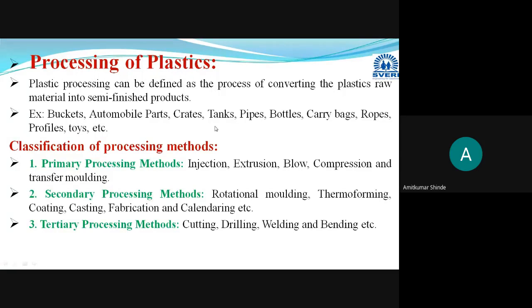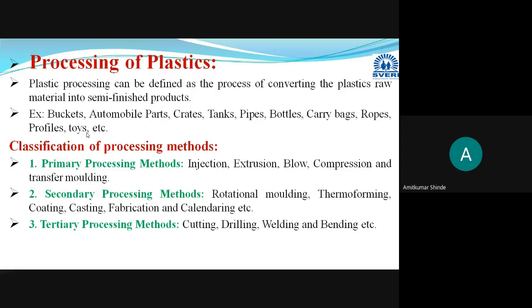And here you can write a number of examples, that is, direct components. We can manufacture different plastic buckets, automobile components or parts, crates, plastic tanks, plastic pipes, plastic bottles, carry bags, ropes, and different profiles by processing of the plastic. Then different kinds of toys you can manufacture. These are a few applications I have collected that you can obtain by processing of the plastics.